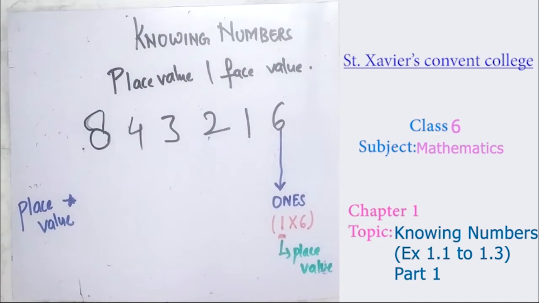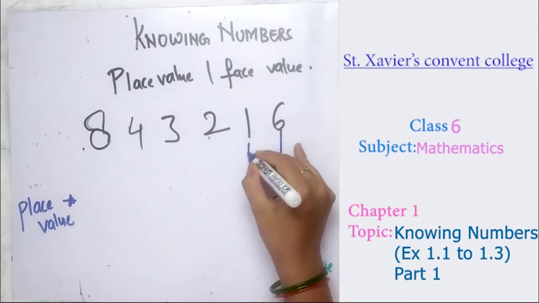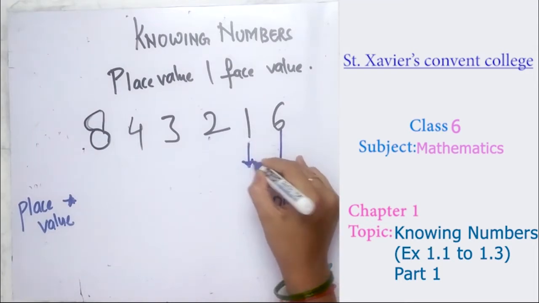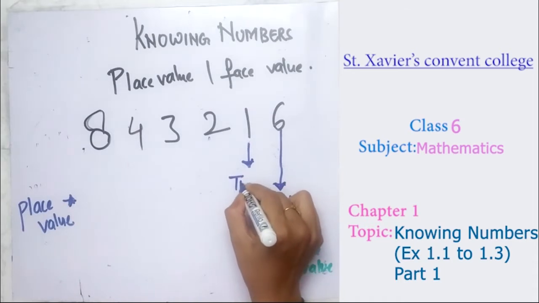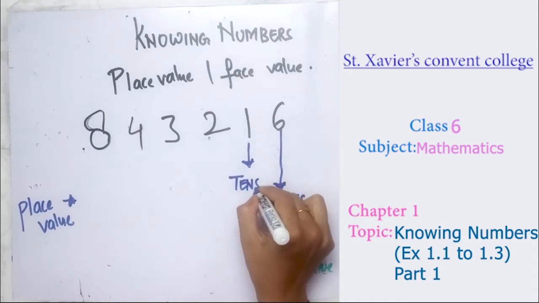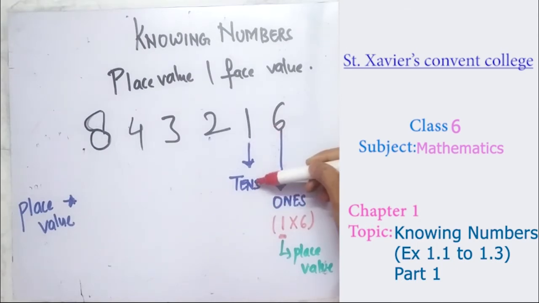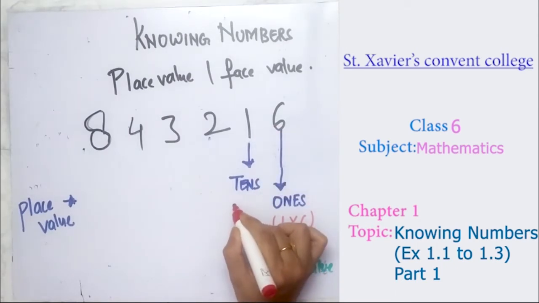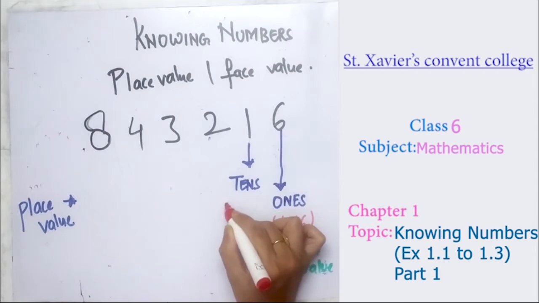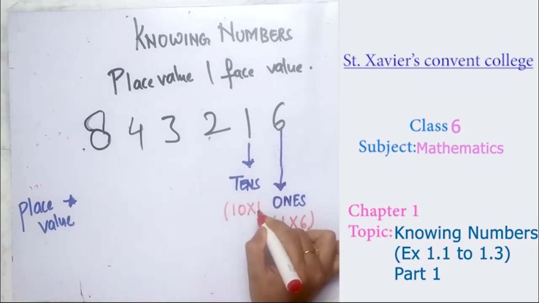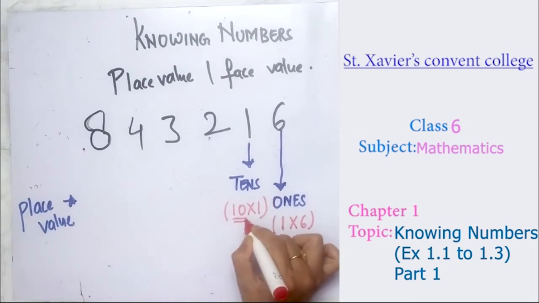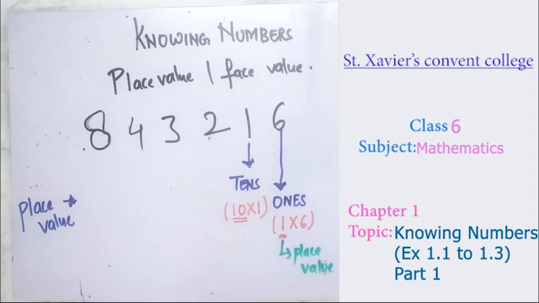Now the next is 1. The 1 stands for the tens. So 1 stands for the tens value, and tens here means 10 into 1. This is your tens as a place value.